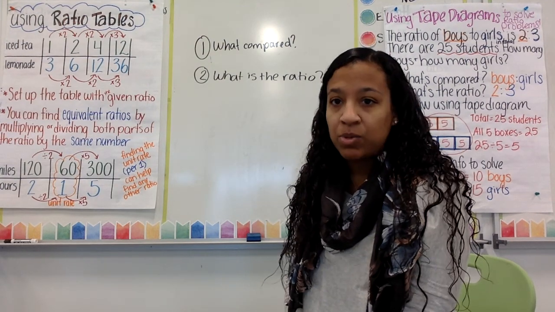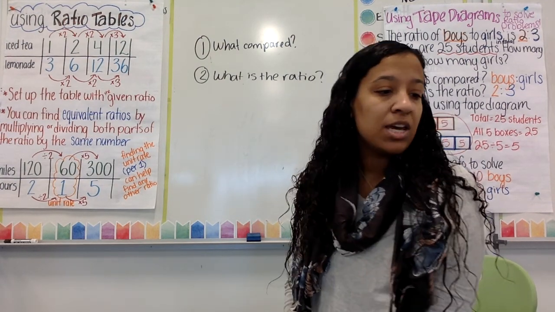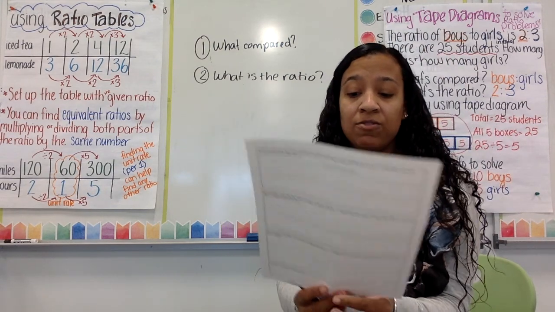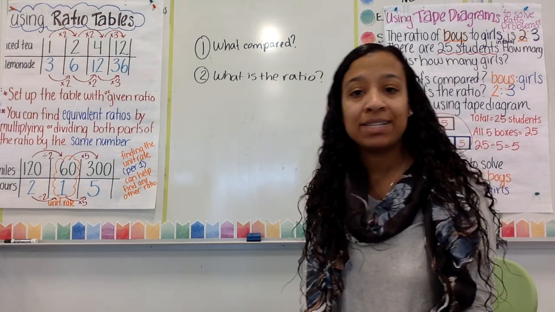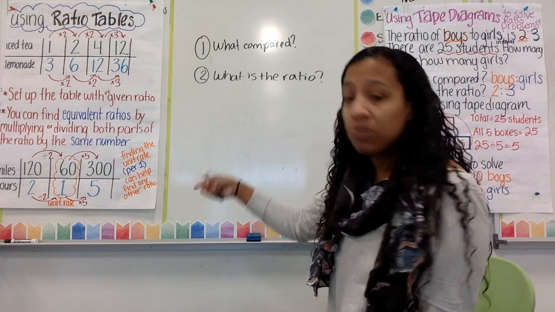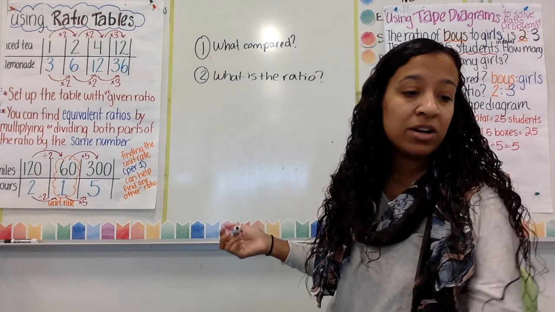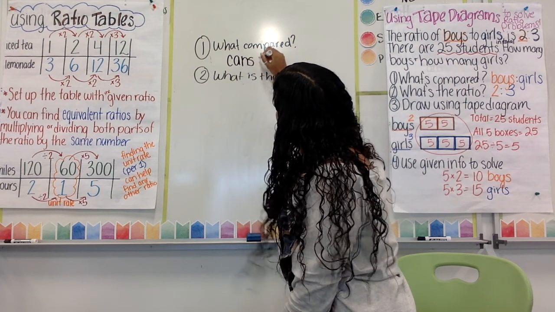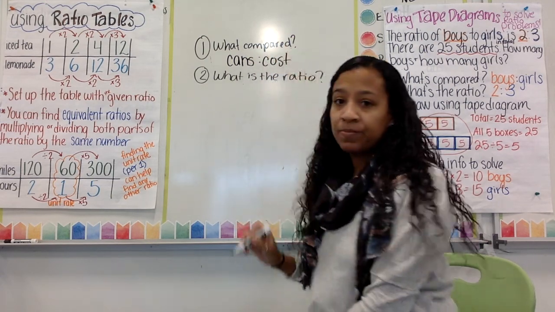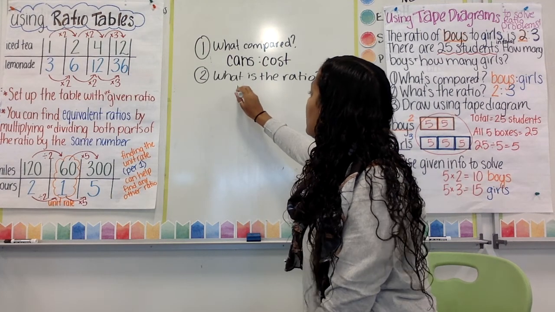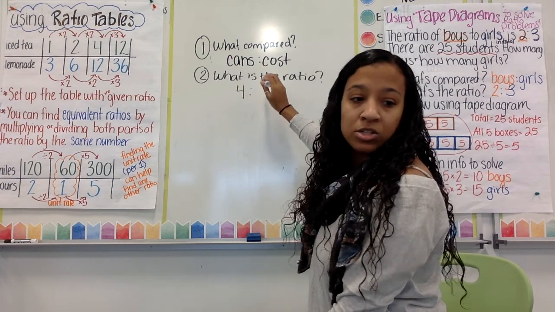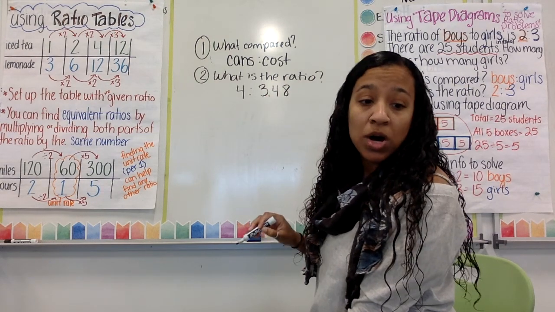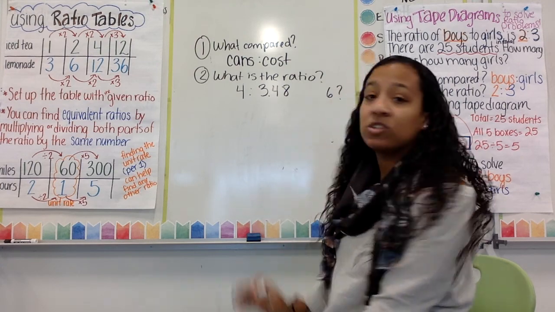This last one is a little different, but we can still use the same strategy to solve. So this time, at a grocery store, the price of 4 cans of soup is $3.48. At this rate, how much would 6 cans cost? We're going to use a ratio table to help us with this. What's being compared? Now we have cans, the number of cans to the cost. We know that 4 cans cost $3.48, and we want to know how much money for 6.